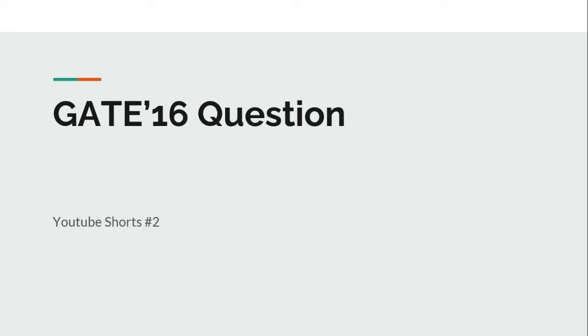I'm back with my second episode of YouTube Shorts, in which I'm going to discuss the GATE 2016 question on triple junction. This question is important because triple junctions are sometimes difficult to understand, and also there have been two answers in the official answer key of GATE, so we will try to find out how these two answers are possible.